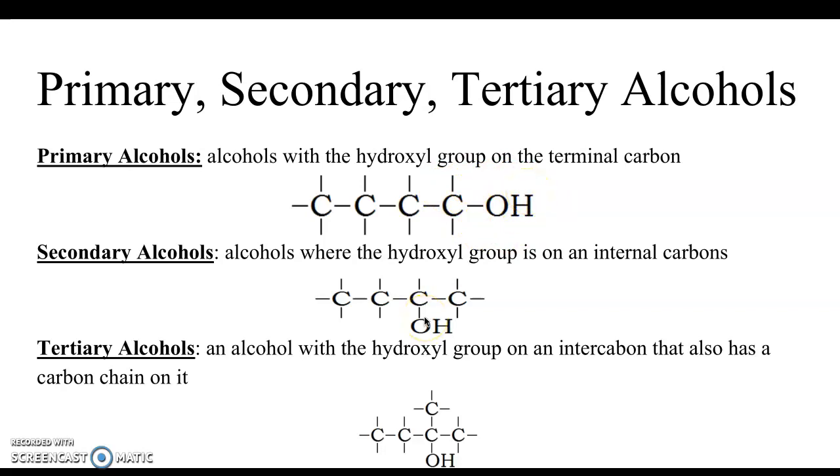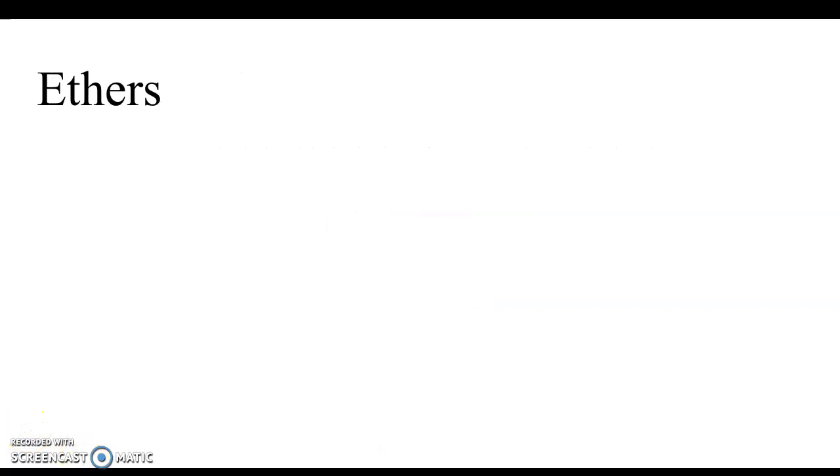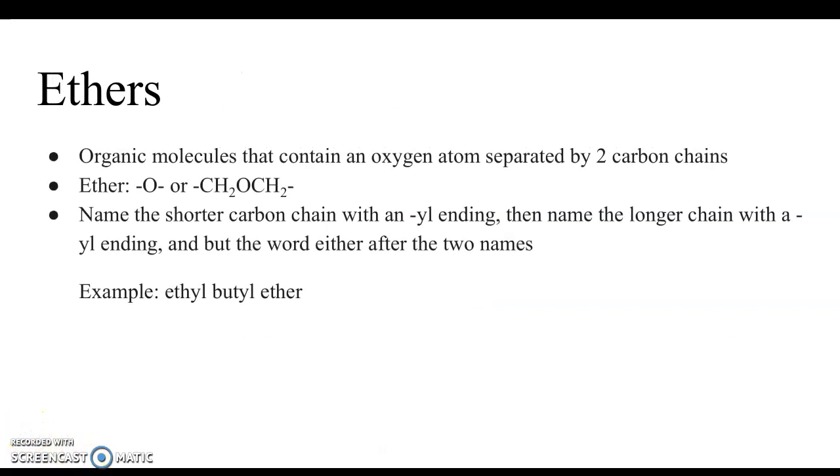Secondary alcohols have it on an internal carbon surrounded by two carbons. And tertiary alcohols are on an inner carbon, but it has three other carbons attached to it. This is more just so that you are aware that this exists, and again, it will help some of you in college courses. Our next type of functional group are ethers.